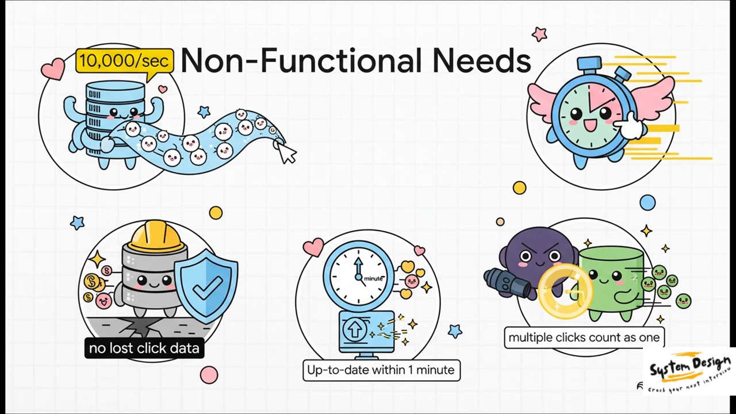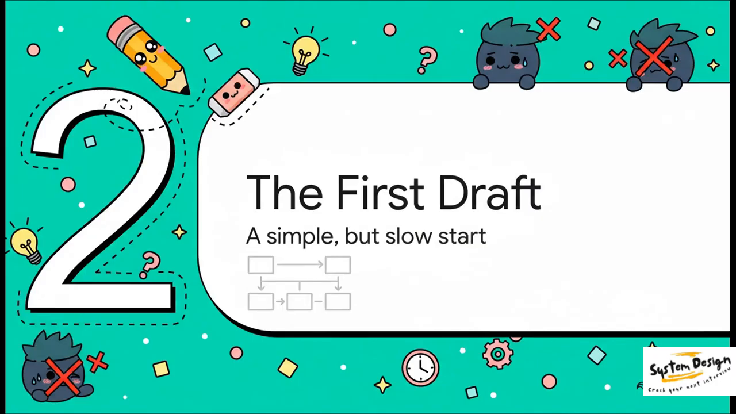It has to be wicked fast. When an advertiser checks their dashboard, that report has to load in under a second. The data needs to be fresh, no more than a minute old. It's got to be rock solid because every single lost click is lost money. And finally, it has to be smart enough to know that if a bot clicks an ad 100 times, that only counts as one.